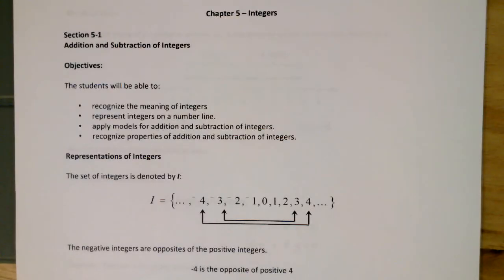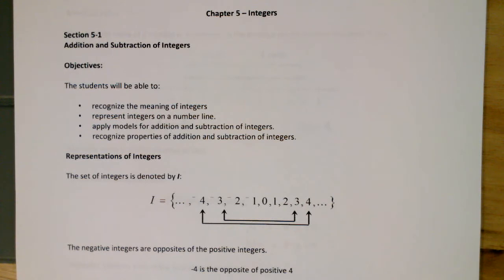All right, in this video, we're going to talk about section 5.1. Chapter 5 deals with integers. So pretty much we're going to be talking about the basic operation of integers over two sections. In section 5.1, we're going to look at first addition and subtraction of integers.